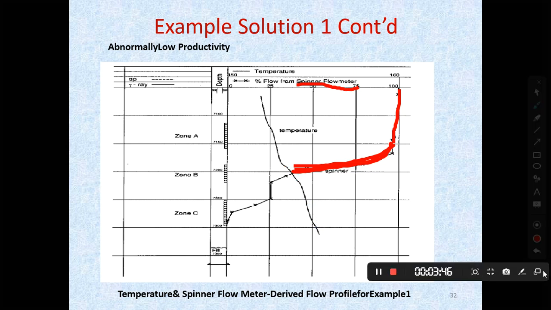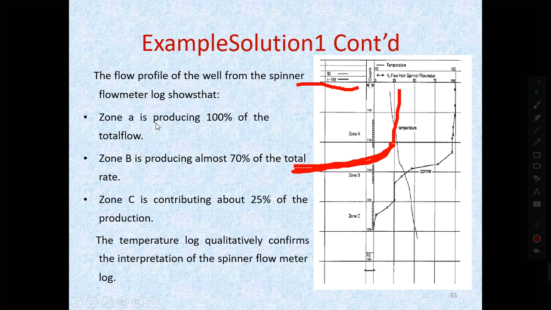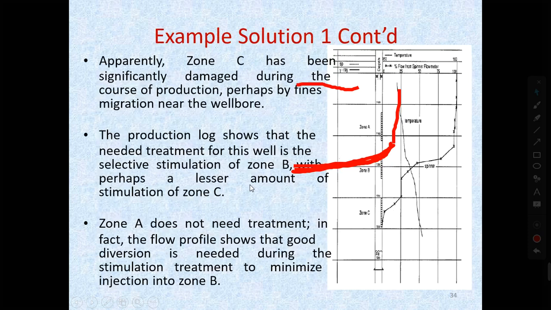In zone C, you can see that zone A has a good flow, and in zone B the flow starts to decline from 90 to around 40. Then zone C is even lower, from 40 it ends here. So it shows that zone A is producing fine. In zone B we are losing production, and zone C is contributing only 25%. The zone C, where the flow meter is not really working, is severely damaged, and zone B also needs some treatment.